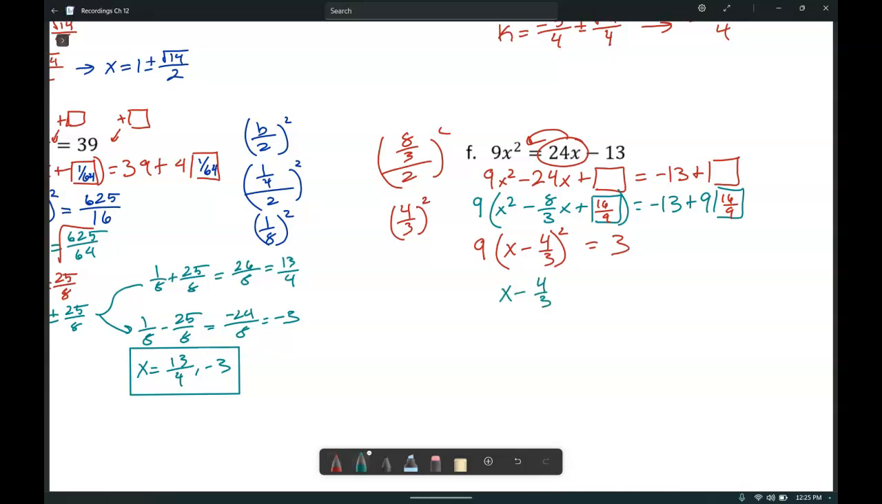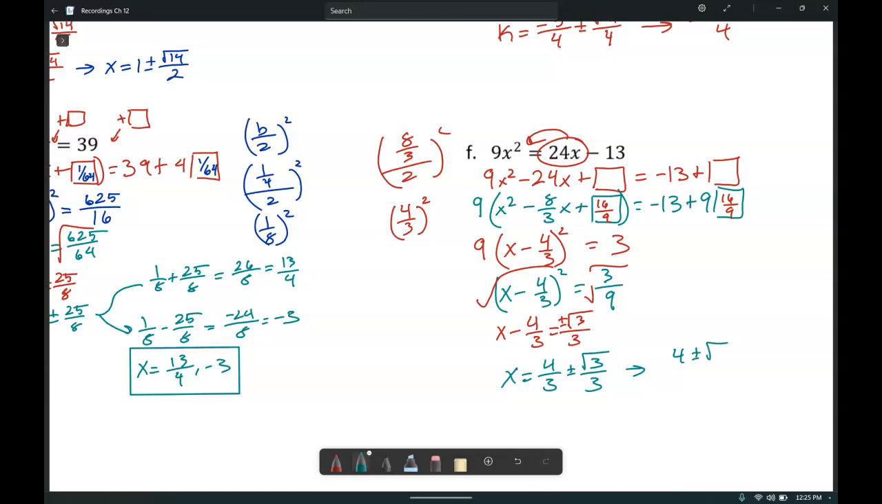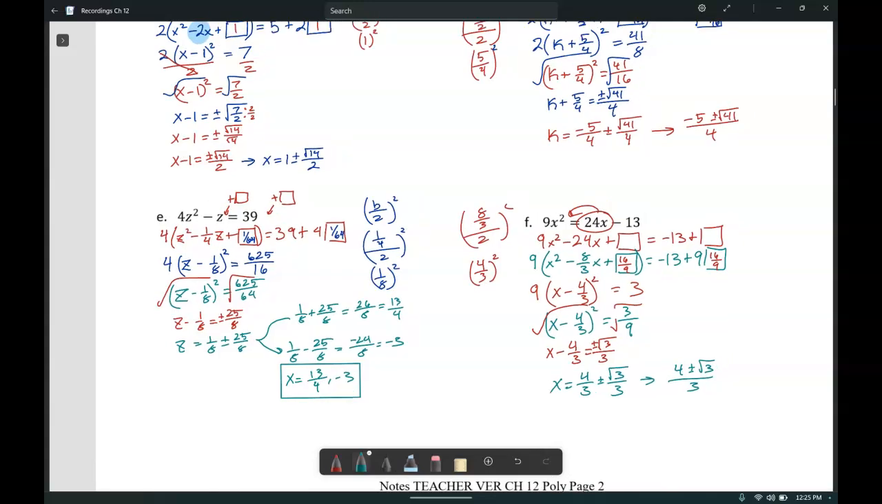Divide both sides by 9. I'm not going to reduce this fraction because 9 is already a perfect square, and I don't want to have to rationalize later. Square root both sides. x minus 4/3 equals positive negative square root of 3 over 3. And then we go ahead and add 4/3 to both sides. And we could leave it as two fractions or as one singular fraction. And there's completing the square.